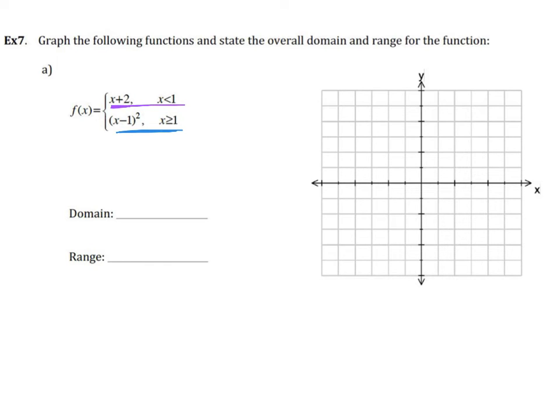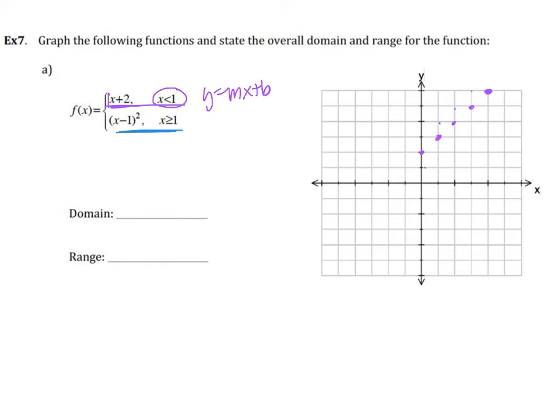I'm going to do this first portion as purple and the second portion as blue. So the first portion is an equation of a line, and the equation of a line where we have y equals mx plus b. So we go up 2 units and then we have a slope of 1. So I'm going to go up 1, right 1, up 1, right 1, up 1, right 1, up 1, right 1. And then I have to pay attention to what my domain is.